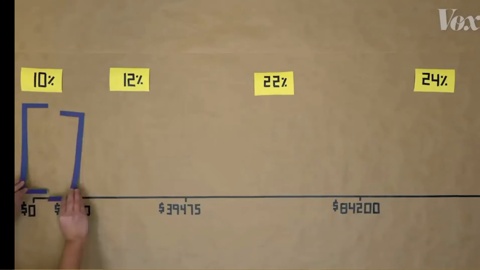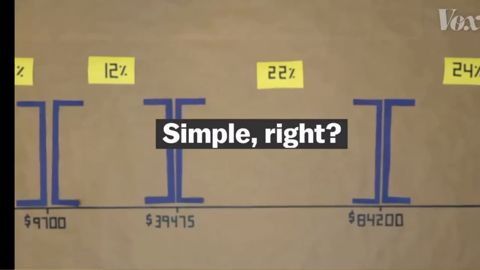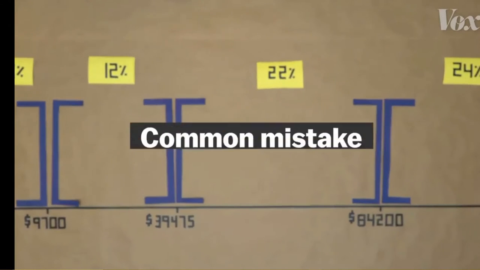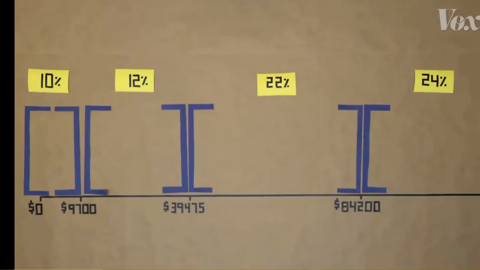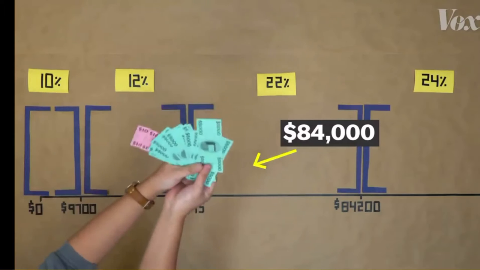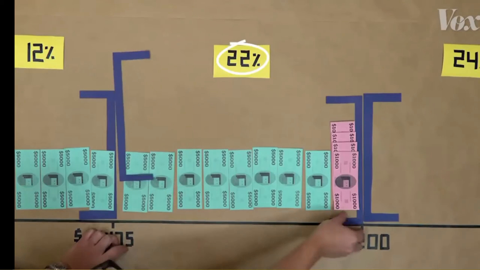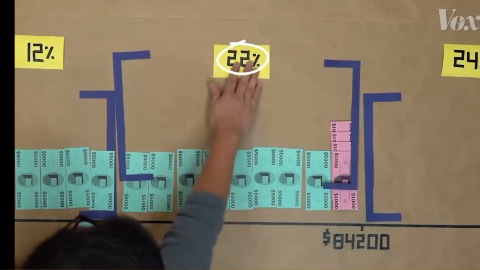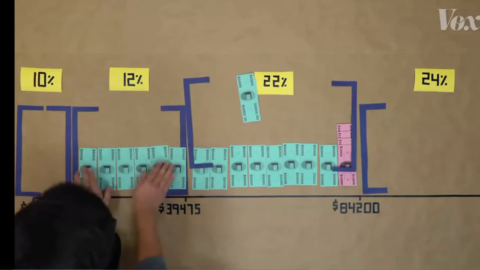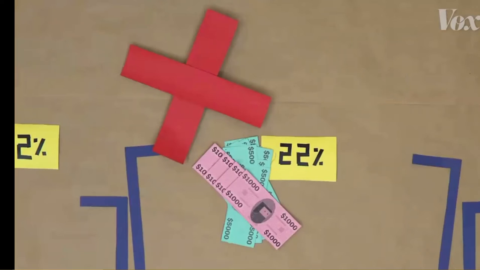For 2019. These are tax brackets for 2019. Simple, right? But many of us make a common mistake when looking at this. Let's say my income is $84,000. You might think that puts me in the third bracket, so I would owe the federal government 22% of my income. This is wrong, and it's causing us to have uninformed debates about tax policy.